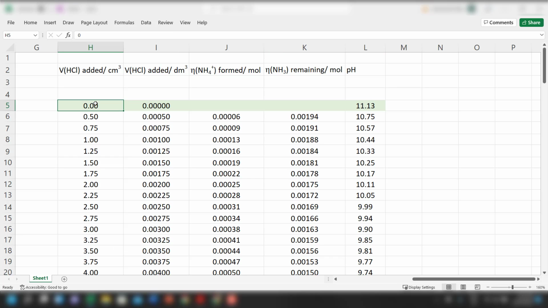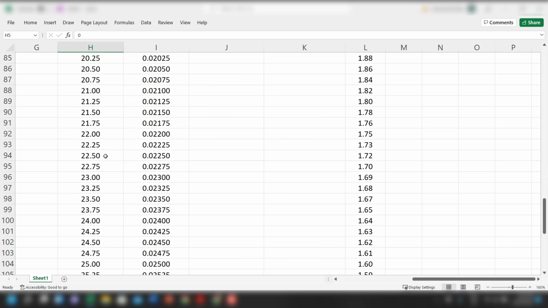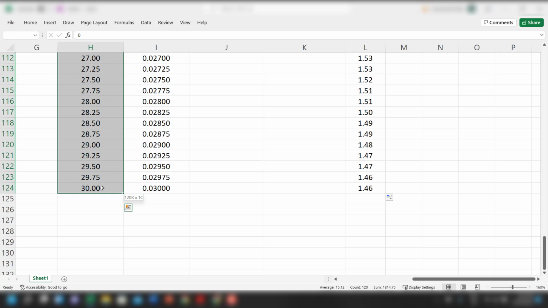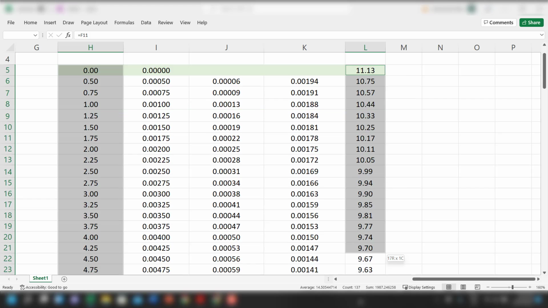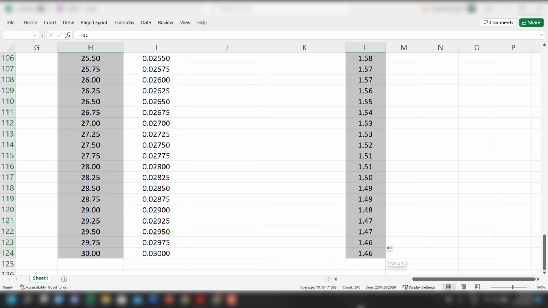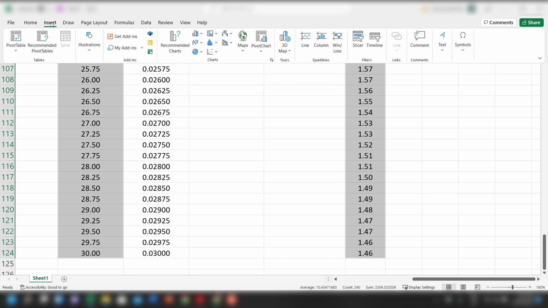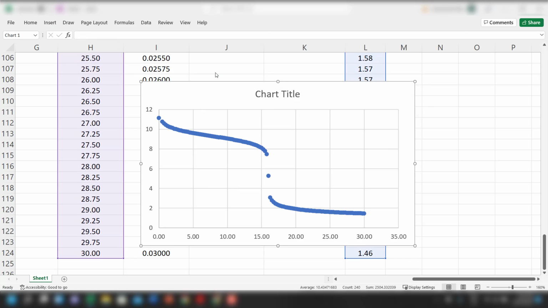Now you see we have all the pH values and all the volume terms, so I think we are ready to plot a graph. Let us plot a graph. I'm going to highlight all the terms here, and then highlight all the terms here. We're just going to use the scatter plot, which was introduced in my first video. So I'm going to plot a scatter plot. You notice that this is very similar to a titration curve, which we are quite familiar with.